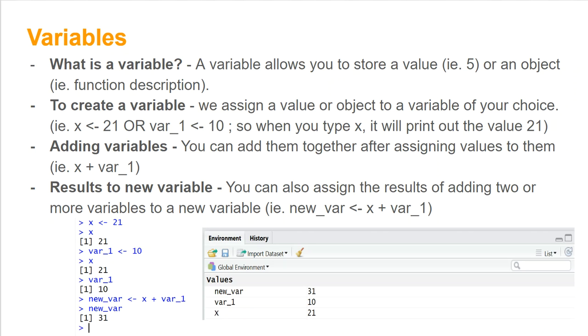So when you type x, it will print out the value 21. You can also add variables together. For example, x plus var_1 and you'll get 31. You can assign this result to a new variable. For example, new_var equals x plus var_1. Attached below is a screenshot of how it will look in the R console, as well as in the Environment tab.